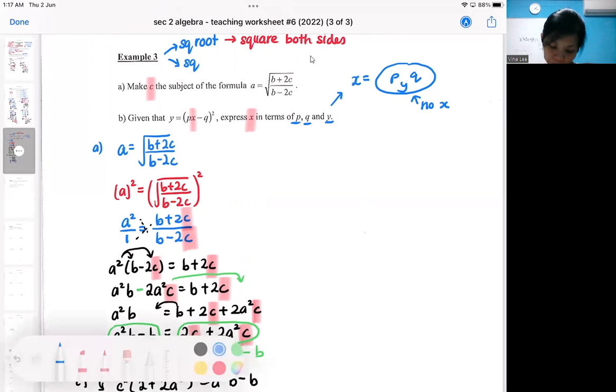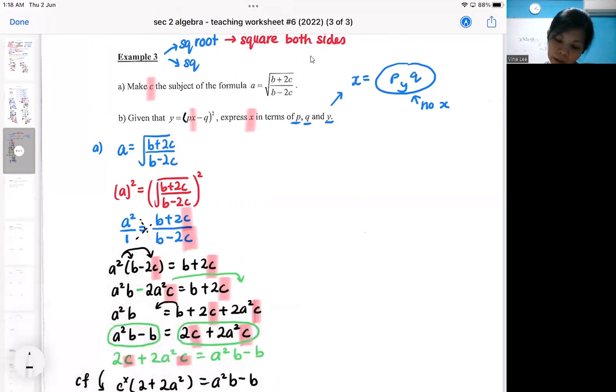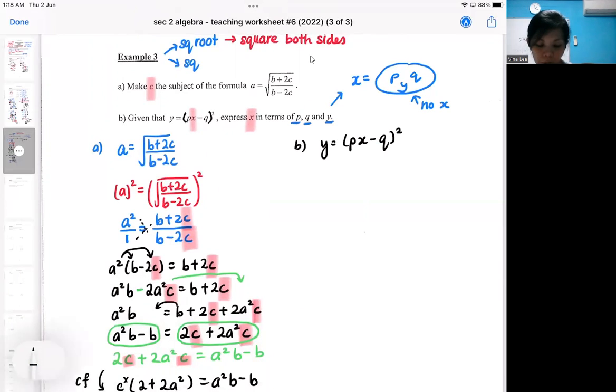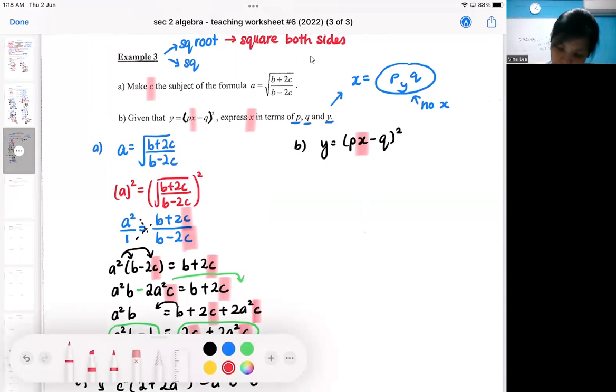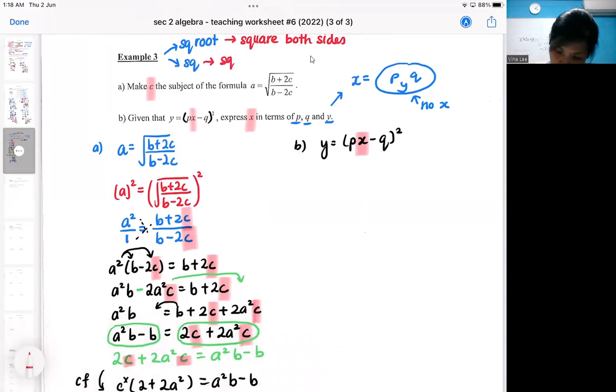This time around, the X is kind of hidden in a square. Some of you may have thought, do I go and expand out? The answer is no. Sometimes you need to expand, sometimes you don't need to. In this case, my subject is hidden in the square, so I'm going to square root. I'm going to throw the square over, so it will give you a square root.